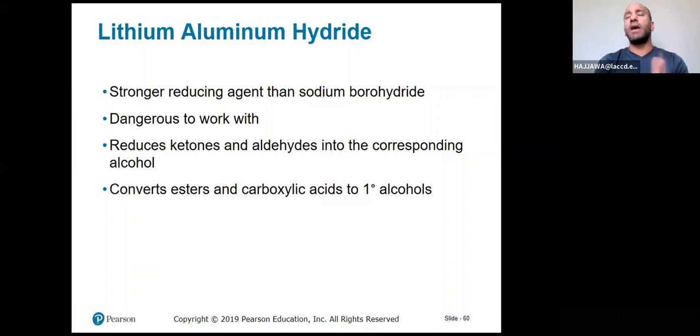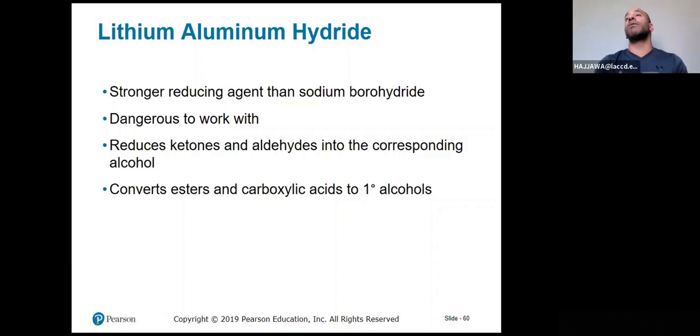You could do the same exact chemistry if you replace the sodium borohydride with lithium aluminum hydride, a much stronger reducing agent. There is no reason to use lithium aluminum hydride if we have sodium borohydride when I want to reduce an aldehyde or a ketone. But when will I use lithium aluminum hydride? I use it if I want to reduce a carboxylic acid or if I want to reduce an ester. And these two functionalities will be reduced to a primary alcohol.